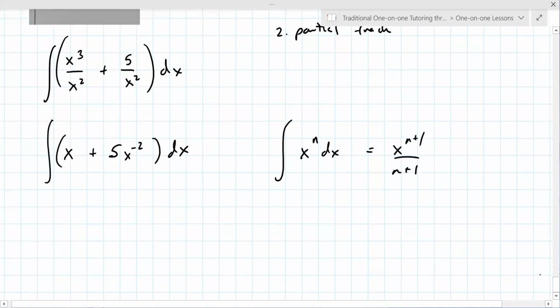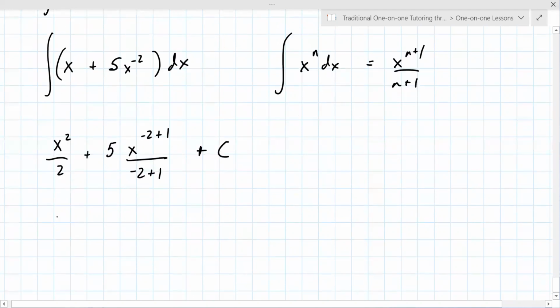So this is x squared over 2 plus 5. You add 1 to -2 over -2 plus 1, and then plus, always a plus c. So this one's x squared over 2 minus 5 halves x to the minus 1 power plus c.